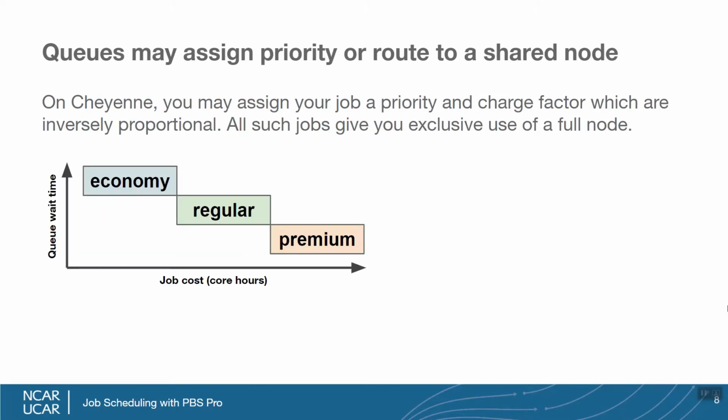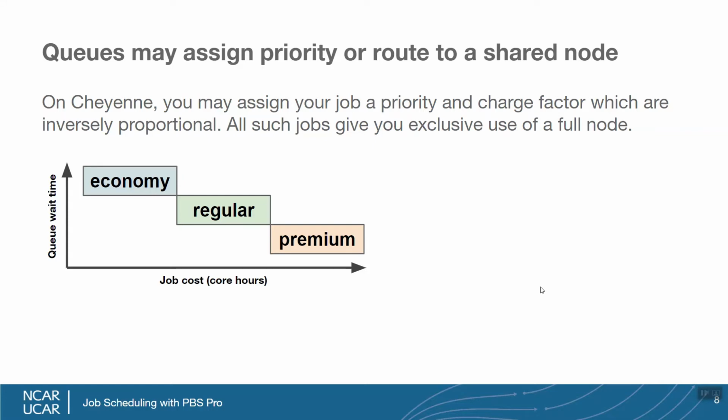So let's talk a little bit about queues. We've alluded to them thus far. Queues may assign priority or route to a shared node. That's basically the two purposes of queues on each of the systems. On Cheyenne, you might assign your job a priority and a charge factor, which are inversely proportional. What I mean by that is, generally the higher the priority of the job in the queue, the shorter the wait time. But we balance that by having a charge factor that's higher.